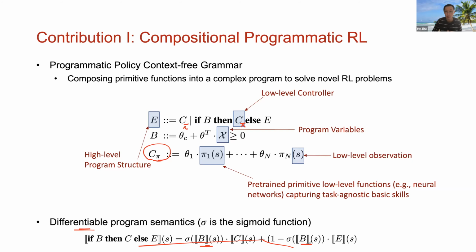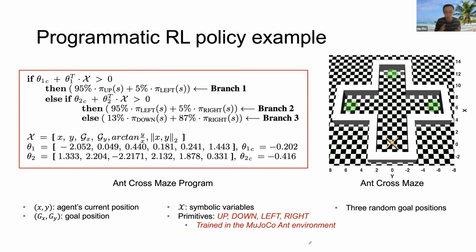And here I represent a low-level observation to the low-level controller. And the theta are going to be learned by reinforcement learning. So I'll give you an example of a differentiable program learned in our experiments, to convince you why this kind of program is interpretable.